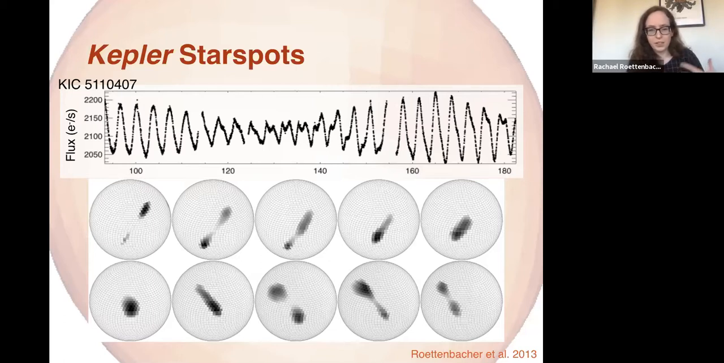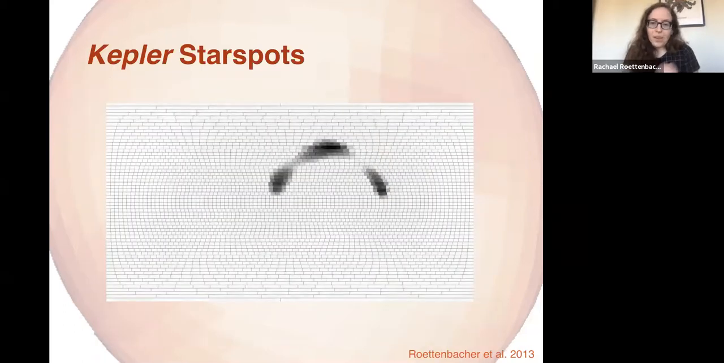You can see in the lower left corner that when the spots are at the same longitude, we can't actually resolve them. So that's really just highlighting some of the issues that we have with the technique. But we can still do fun things.